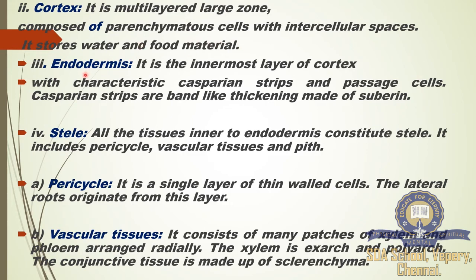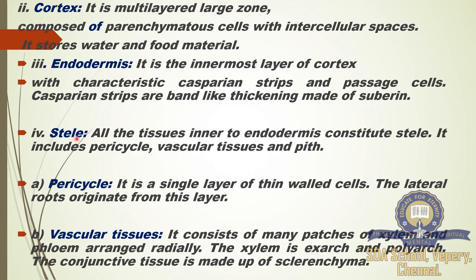Next, endodermis. It is the innermost layer of the cortex. Its characteristics are Casparian strips and passage cells. Casparian strips are band-like thickenings made of suberin. So here it has a thick wall of Casparian strip made of suberin. It is positioned inside the cortex and helps in the transport of water and minerals.